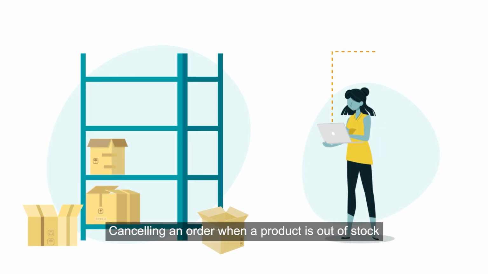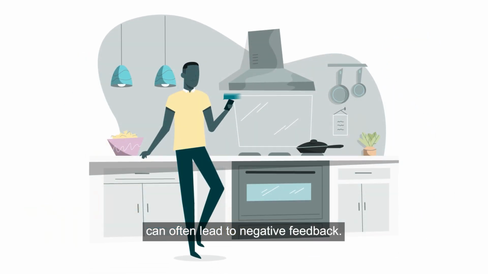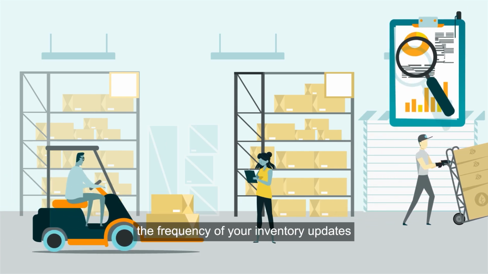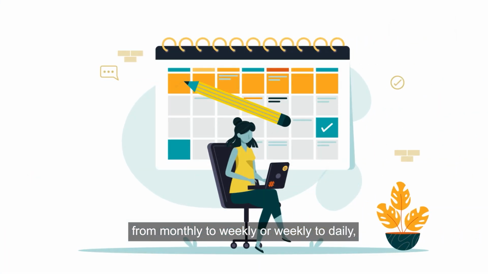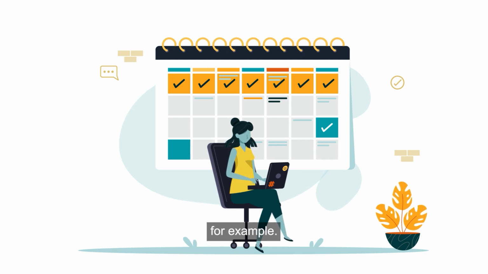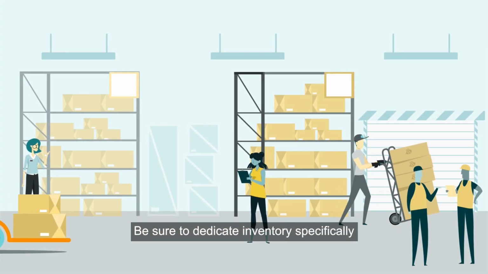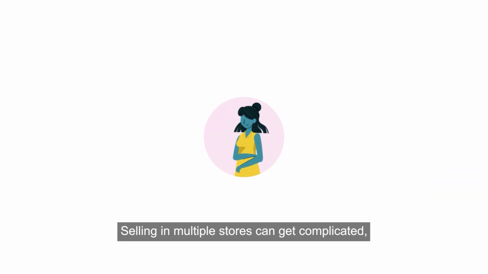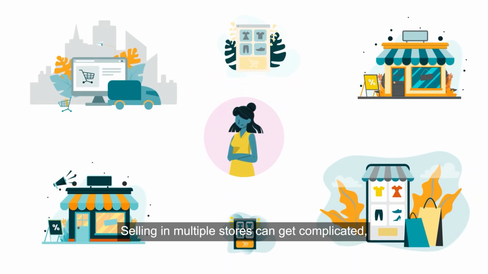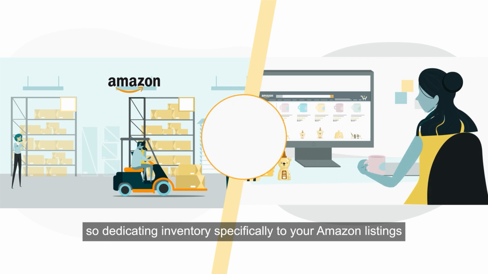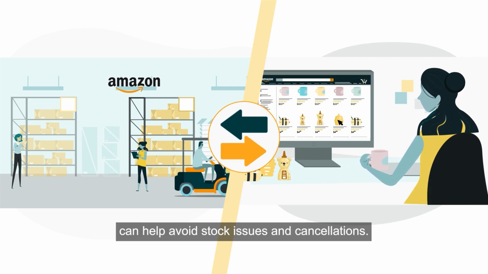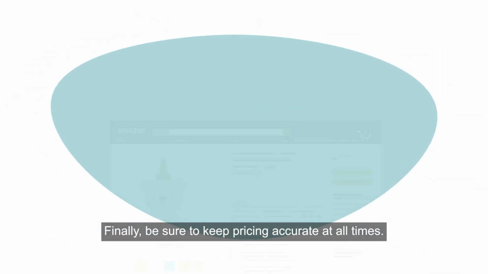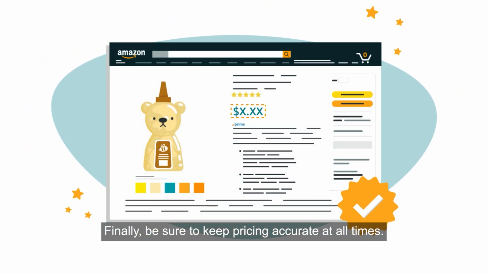Canceling an order when a product is out of stock can often lead to negative feedback. To help, you can increase the frequency of your inventory updates from monthly to weekly or weekly to daily, for example. Be sure to dedicate inventory specifically for Amazon listings. Selling in multiple stores can get complicated, so dedicating inventory specifically to your Amazon listings can help avoid stock issues and cancellations. Finally, be sure to keep pricing accurate at all times.